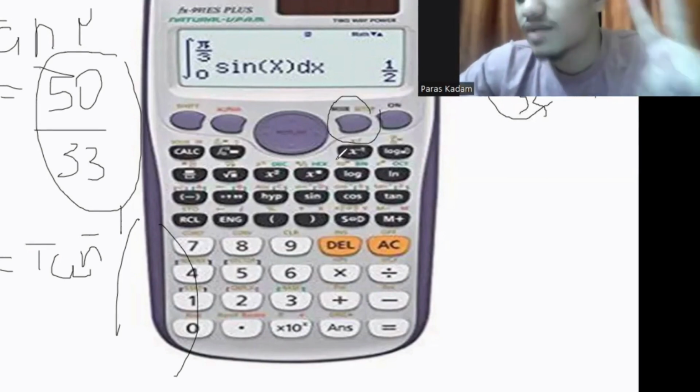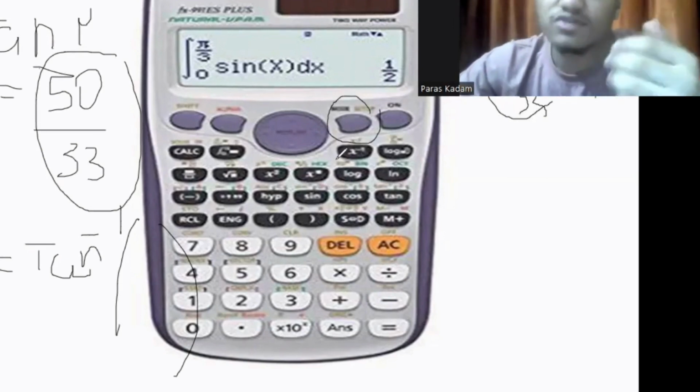Now suppose I have to solve two simultaneous equations, or suppose I have to solve a quadratic.